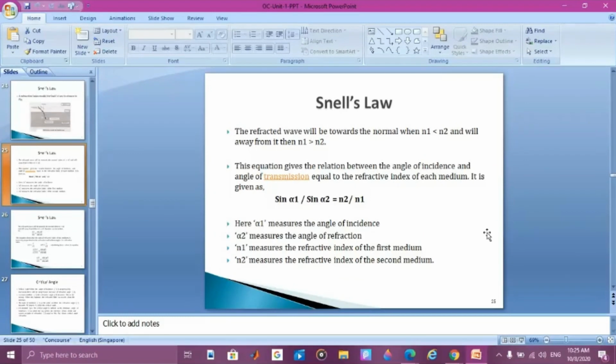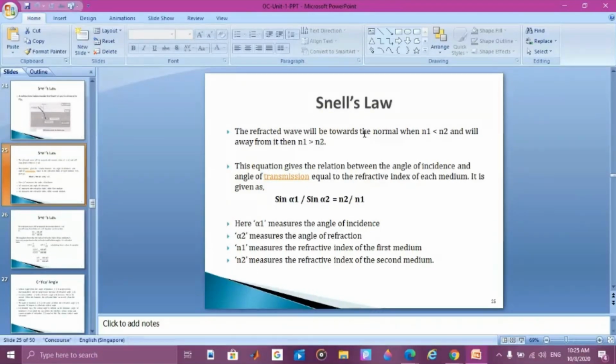So in some books, the angles are actually written as pi 1, pi 2, alpha 1, alpha 2. So don't confuse, both are same. Alpha 1 and pi 1, alpha 2 and pi 2 are same. Okay. So here the refracted wave will be toward the normal when n1 is less than n2, and will be away from it when n1 is greater than n2.